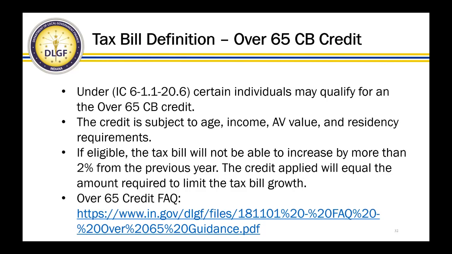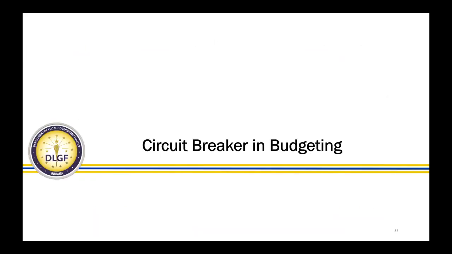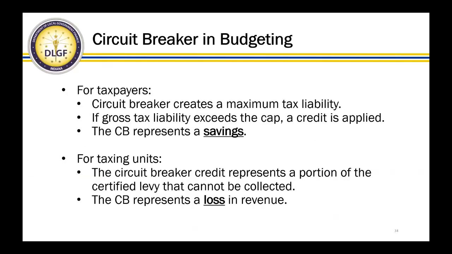Okay, so we started off with gross liability. We've taken a look at the three types of credits that are applied to it so that we can ultimately arrive at our net tax bill. But let's spend a little bit more time talking about circuit breaker, or more specifically, why it's the budget division that's presenting on circuit breaker, why this is so important to us. So the folks that are listening to this find themselves in a pretty unique situation as both representatives from taxing units and also as taxpayers.